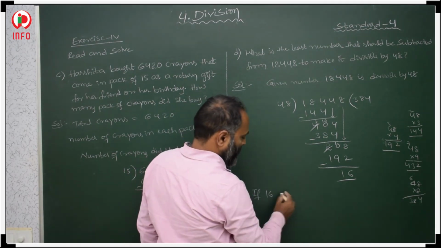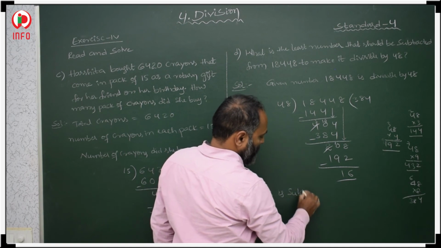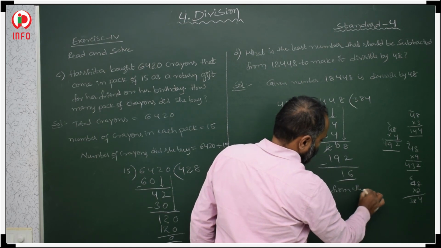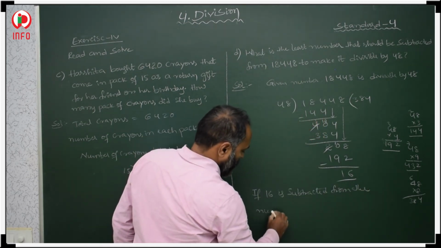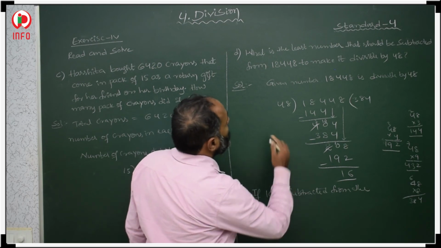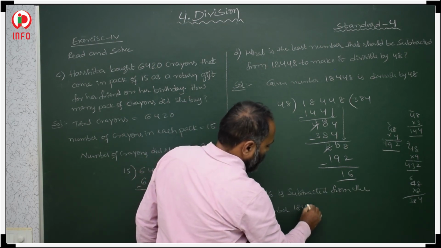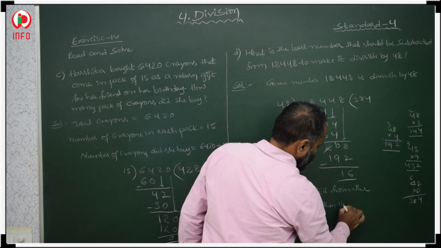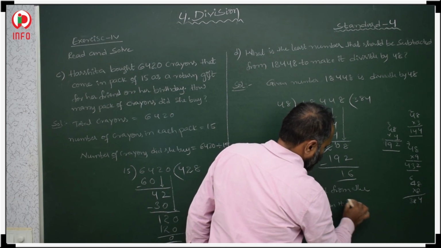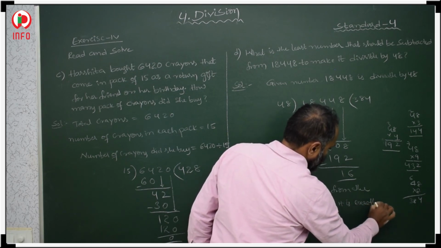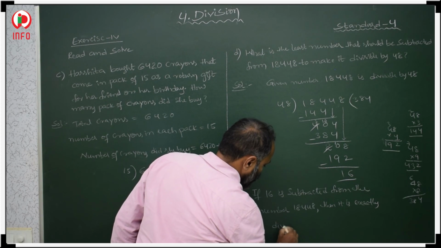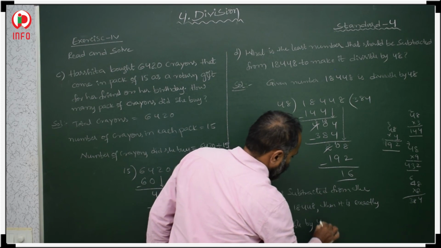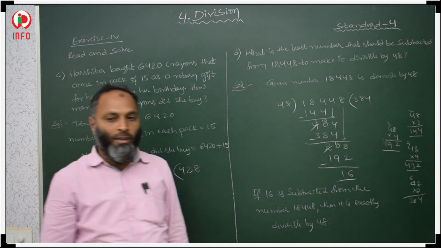If the remainder 16 is subtracted from the number 18,448, then it is exactly divisible by 48. Okay.